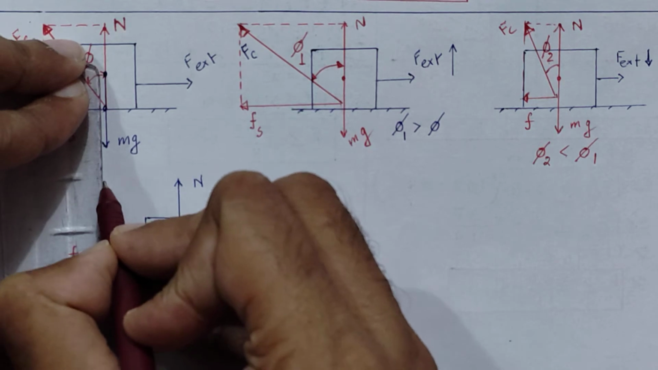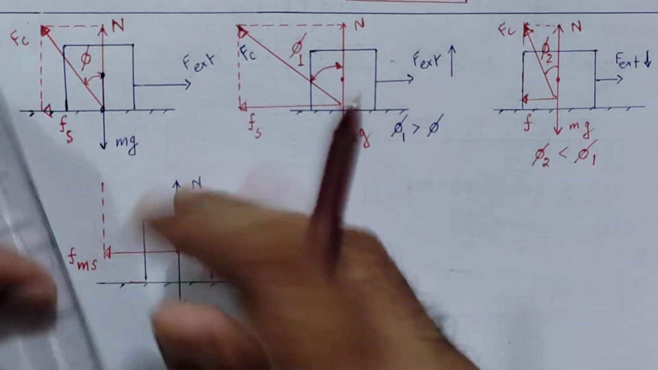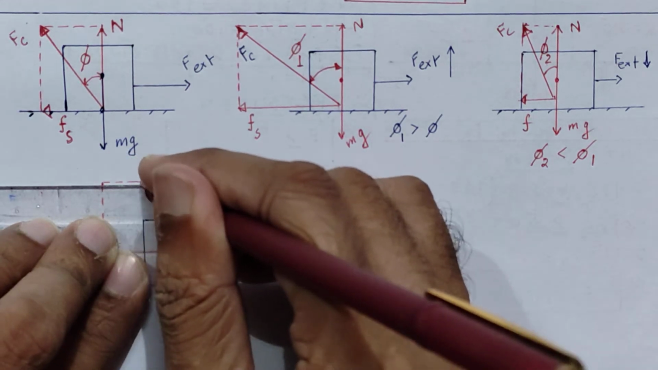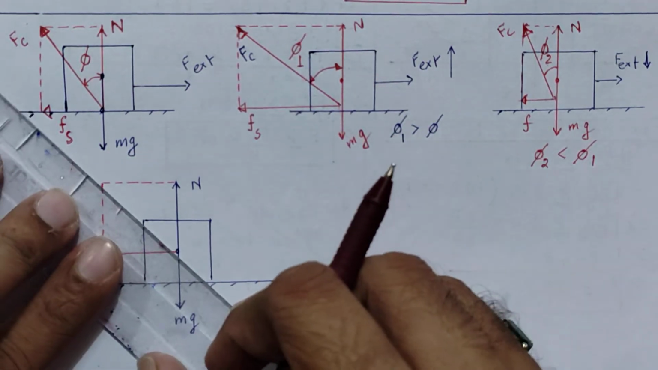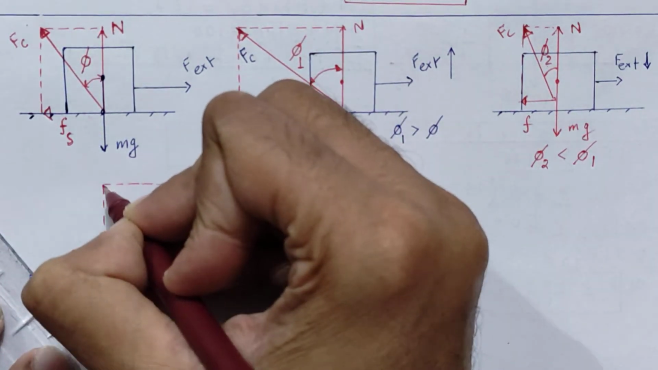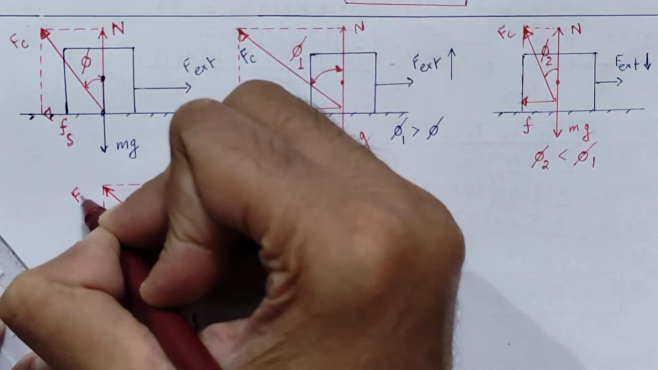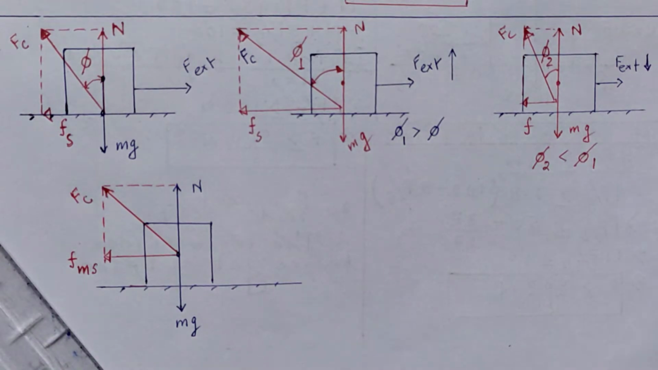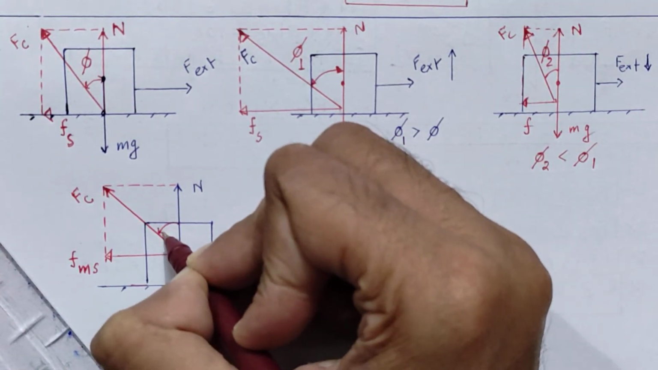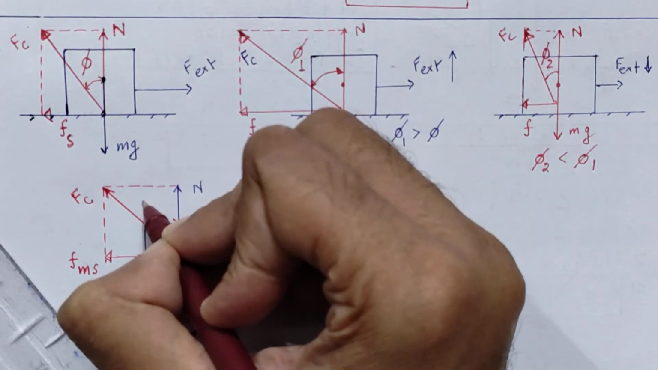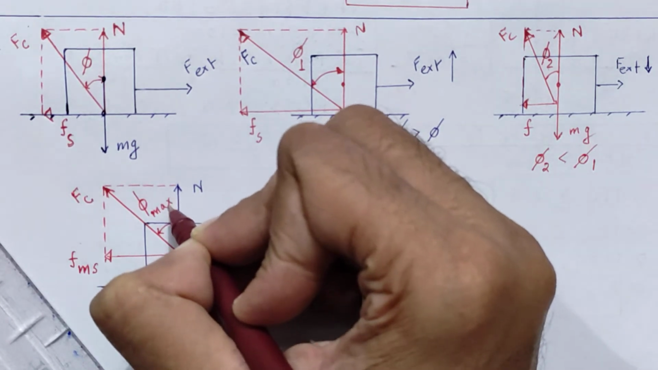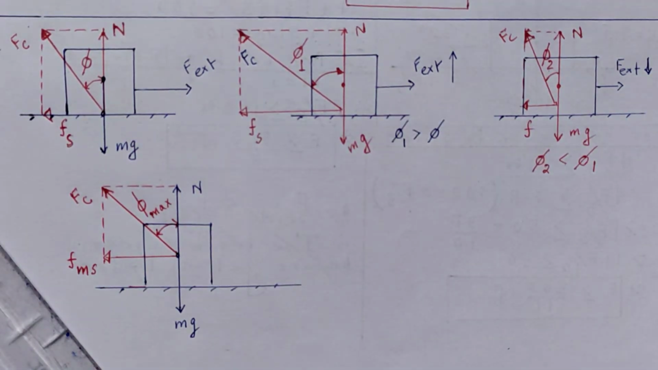So in that case, what will happen? The resultant contact force will act in this direction. This is the direction in which the resultant contact force will act, and when this happens, then this particular angle attains a maximum value, right? We can call it phi max, and this phi max is the angle of friction.